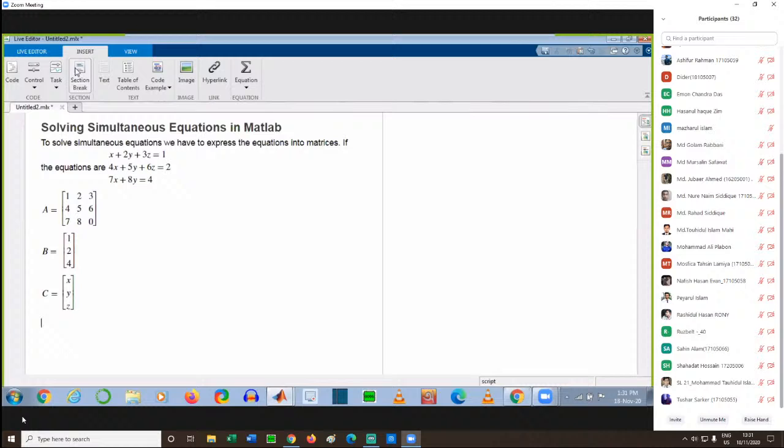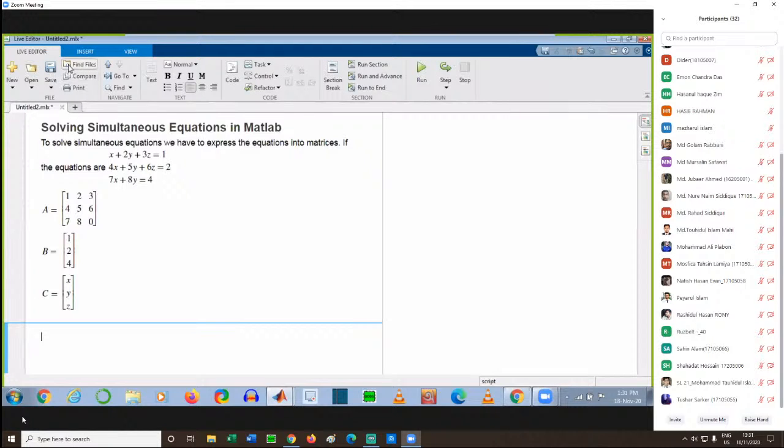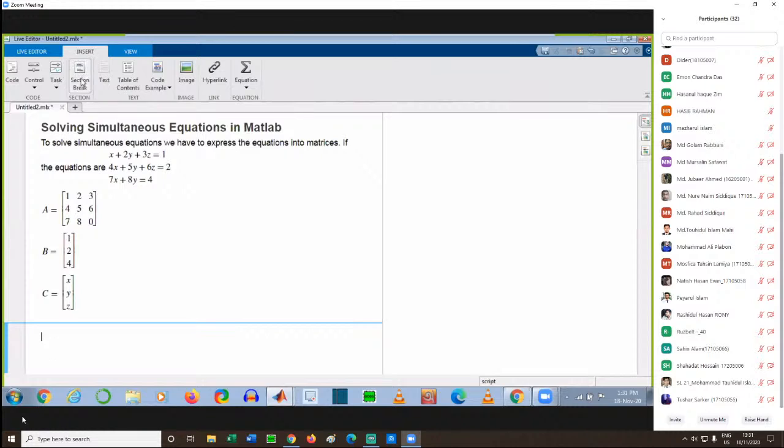Okay, so this section. Why am I breaking this section now? Is there any reason for that? Okay, I think I have to put undo, Control Z. I have to practice it.